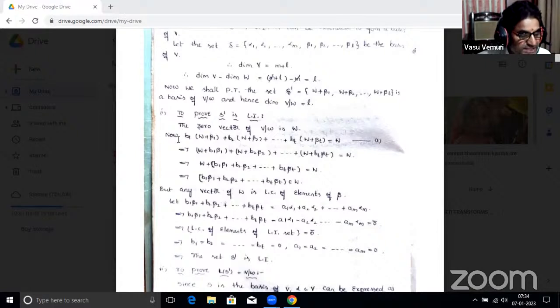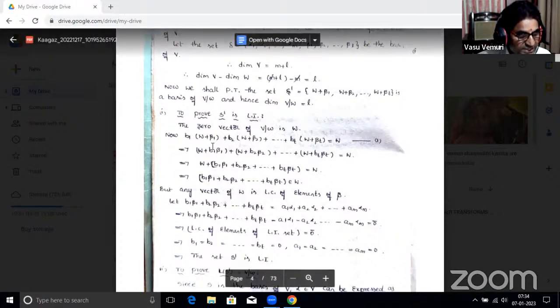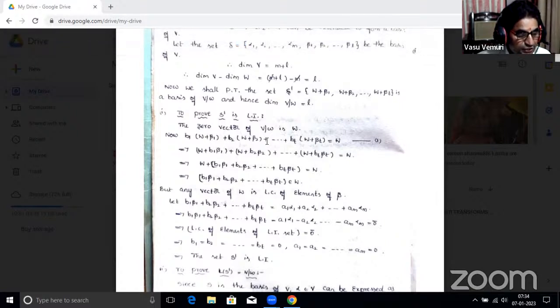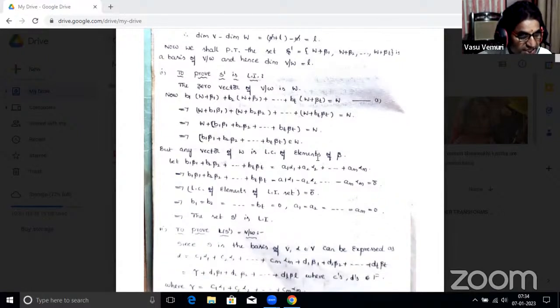So (W + b1 beta 1) + (W + b2 beta 2), and so on, (W + bl beta l) equals W. So W plus b1 beta 1, b2 beta 2, and so on, bl beta l equals W. So the entire element also belongs to the subspace. Here W is a linear combination of elements of beta.